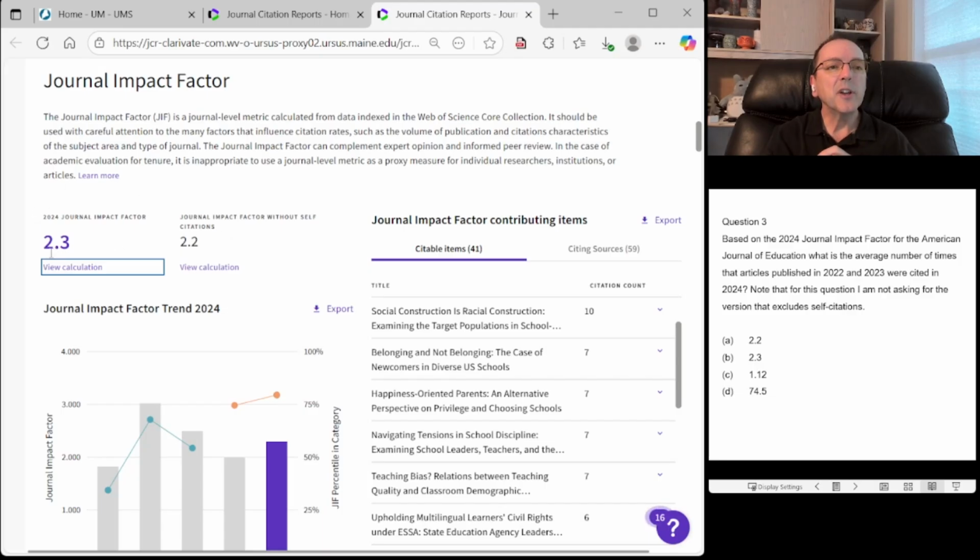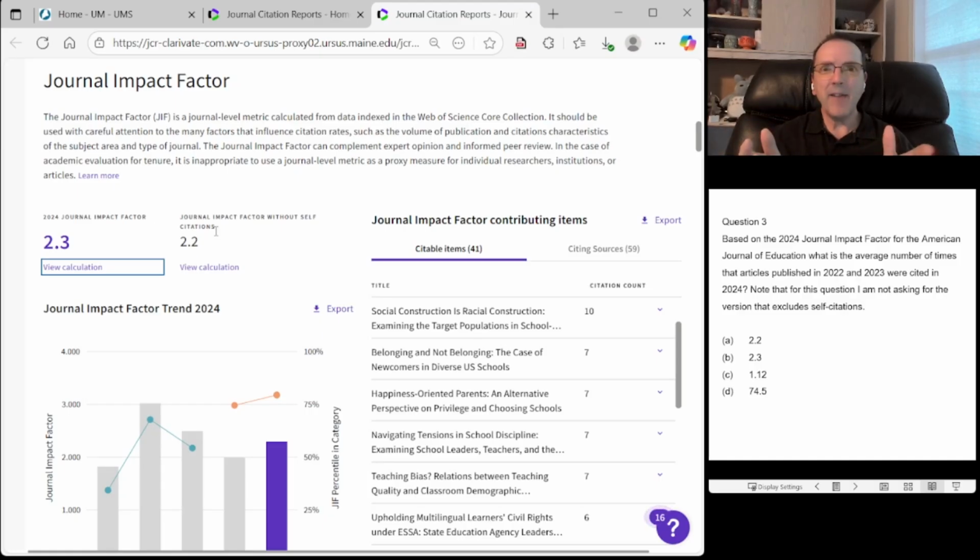Now, there's another here. So that's the journal impact factor for 2024. They also have a journal impact factor without self-citations. And what this gets at is that, let's say a journal publishes a bunch of papers, and the next year those papers get lots of citations, lots of people are citing them, but all of those citations are from that same journal.